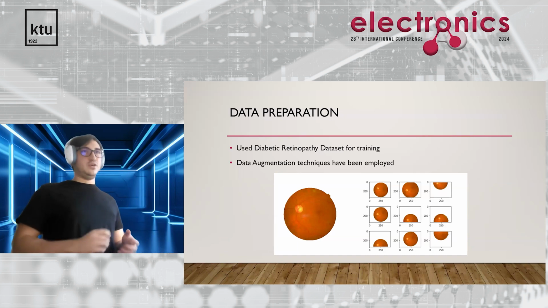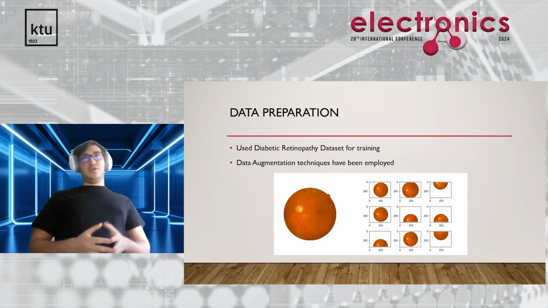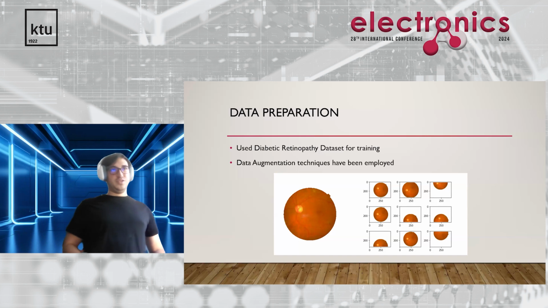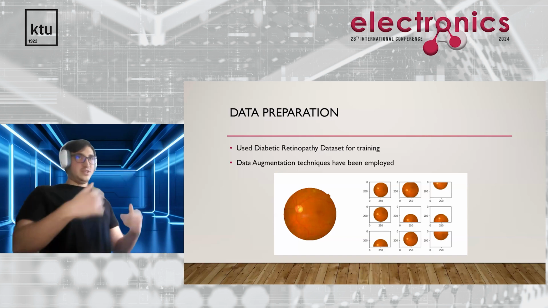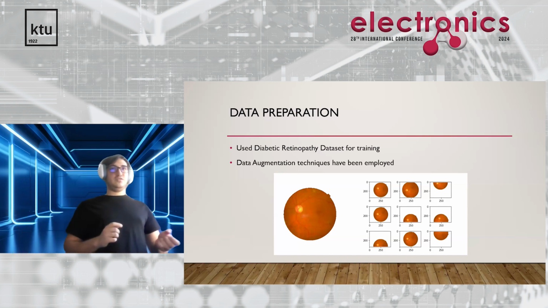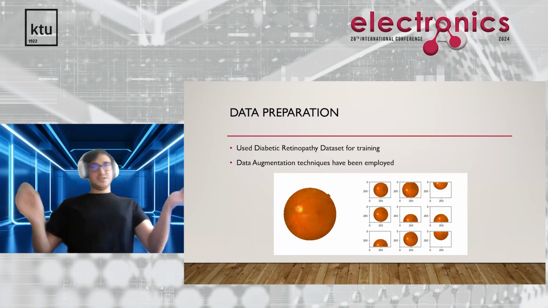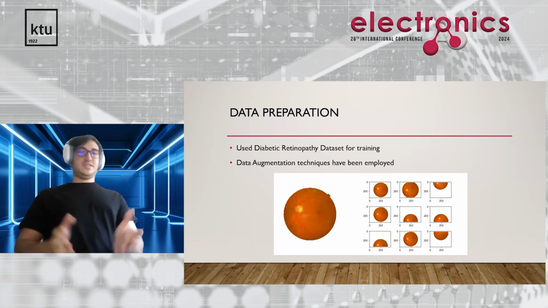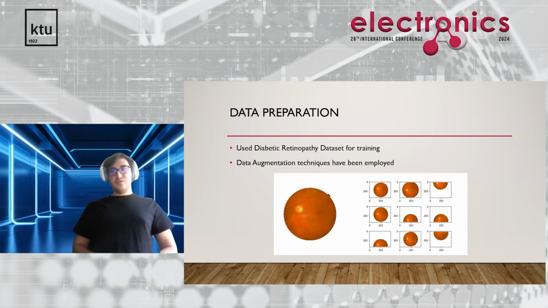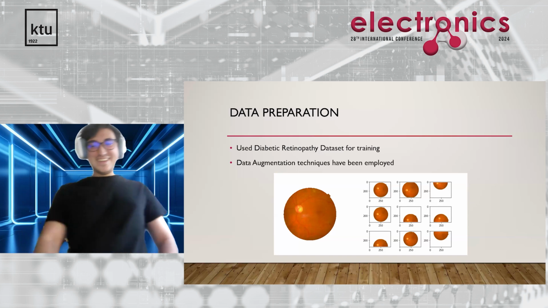We also use faster auto augment for improving the dataset, and we effectively doubled the images for each class, having the new images being flipped or rotated versions. You also have an example right here showing what I actually did to the images.